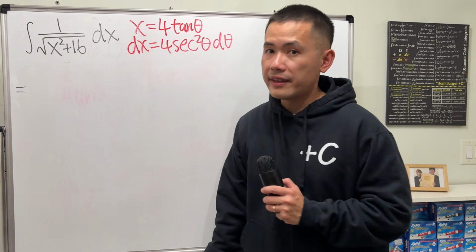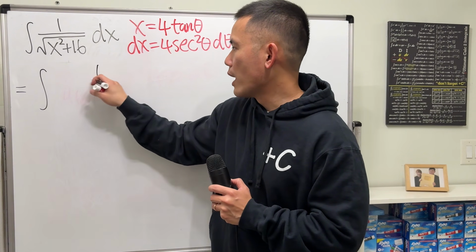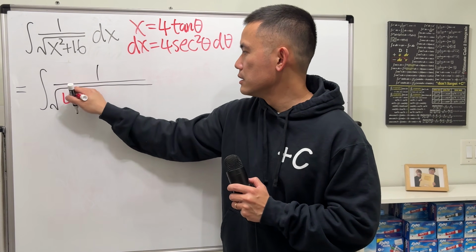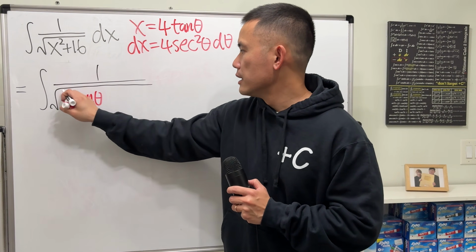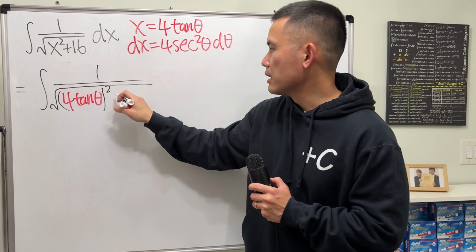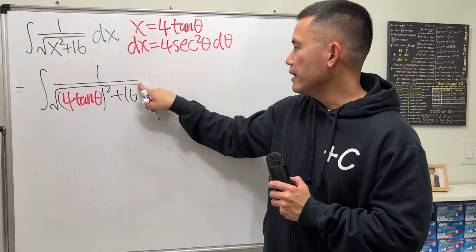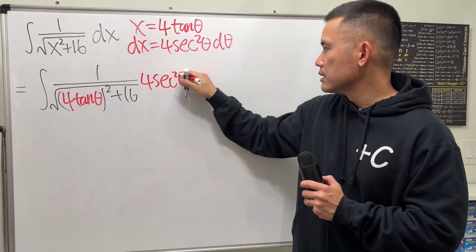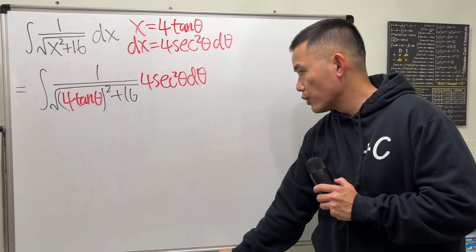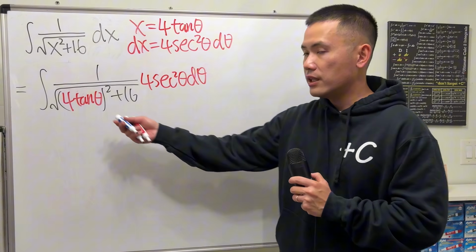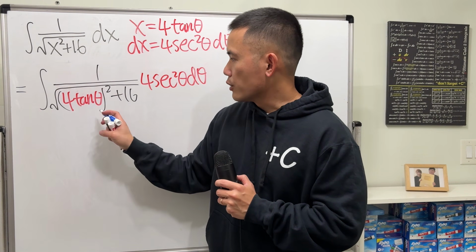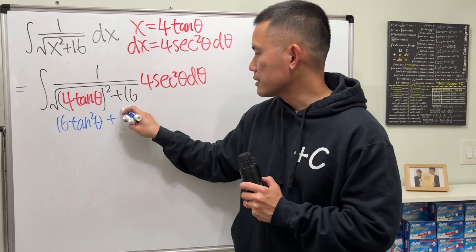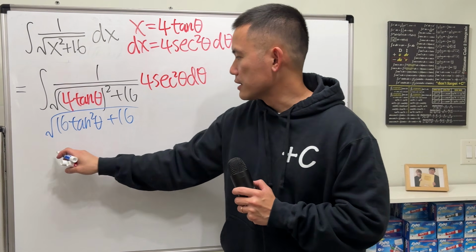Now, going to the theta world, we have the integral 1 over square root. X is this, square this, and then plus 16. And then, don't forget the dx, which is this. Then, we are going to look at the inside of the square root and simplify it. I will show you guys all the steps. 4 square is 16, and then tangent square theta plus 16. And then we factor out the 16.